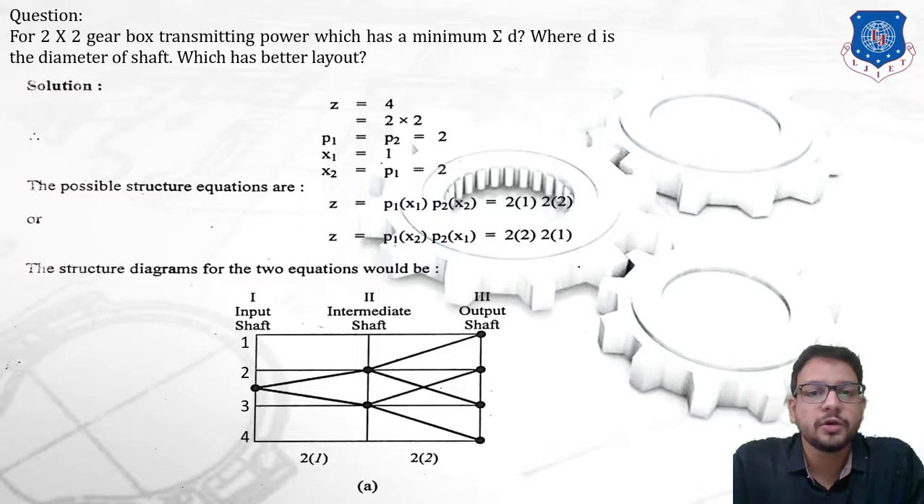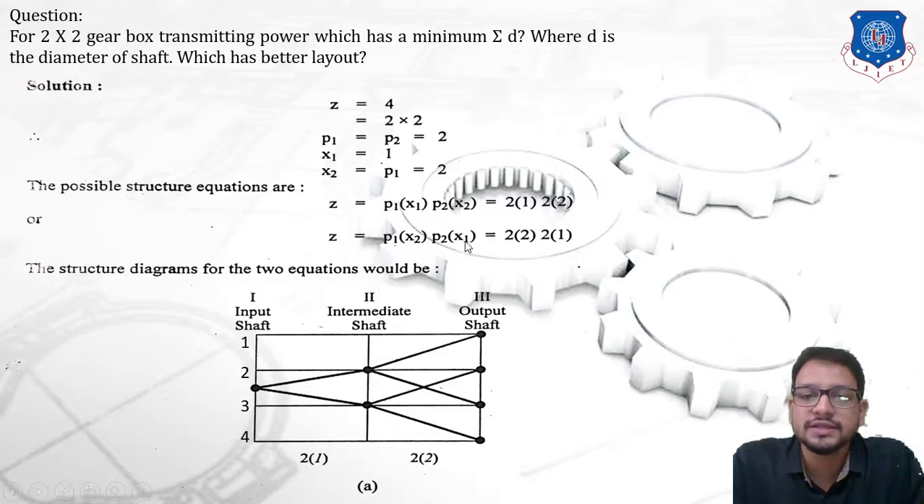Now we have two possible structural formulas that can be formed. You can see on your screen z is equal to p1^x1 into p2^x2. This is the first structural formula, and the second possible is z is equal to p1^x2 into p2^x1. According to the first structural formula, the equation will become 2^1 into 2^2, where x1 will be 1 and x2 will be equal to p1. So this p1 is how much? It is 2.